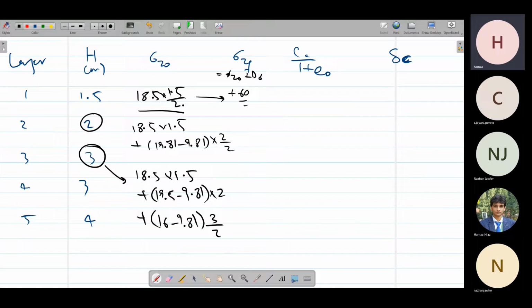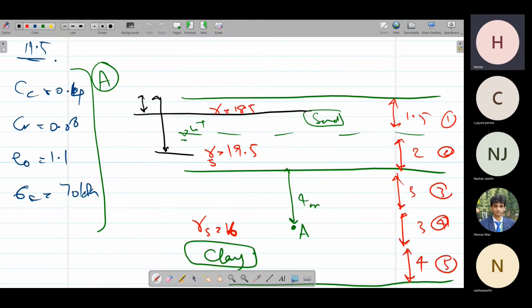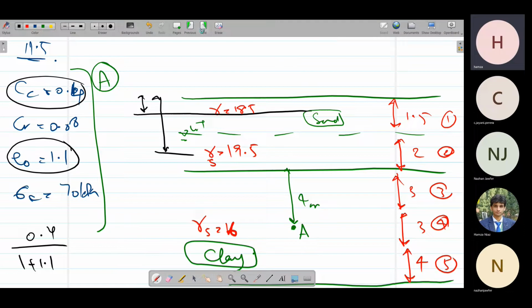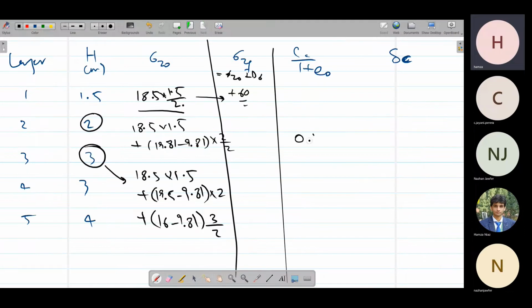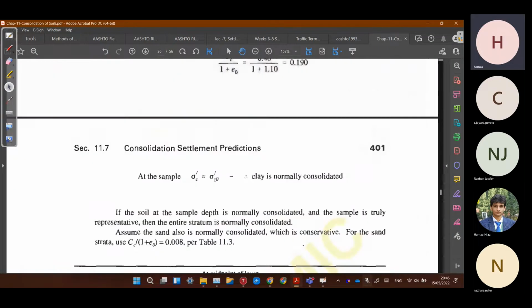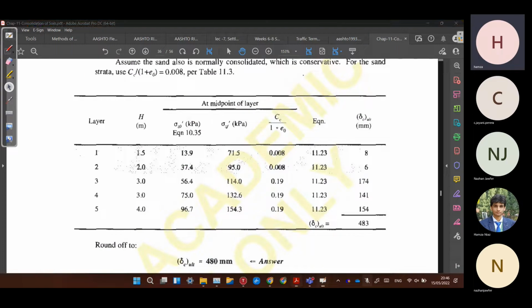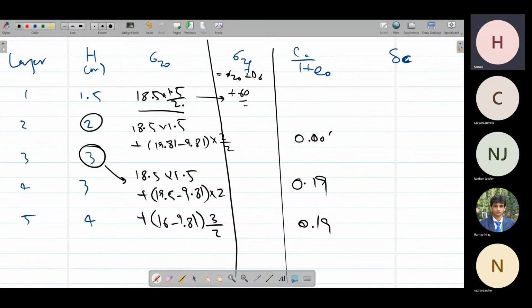Now the last is Cc over 1 plus e naught. We are provided this Cc, and we are provided this e naught. So 0.4 over 1 plus 1.1, we'll get something like 0.19. For sand, the value would be given, in this case it is given as 0.008. So for sand it will be given, Cc over 1 plus e naught. For the clay we have to find it ourselves. So afterwards we have all this.